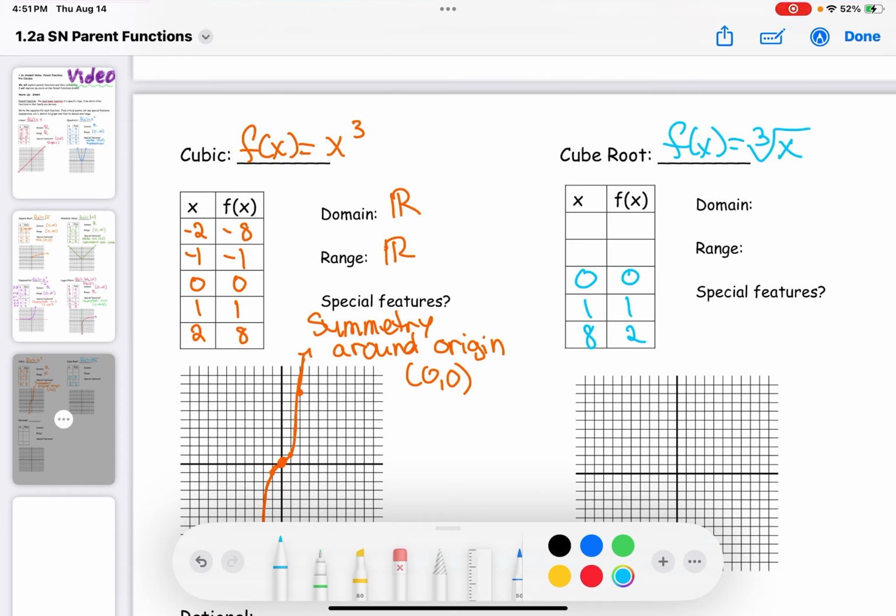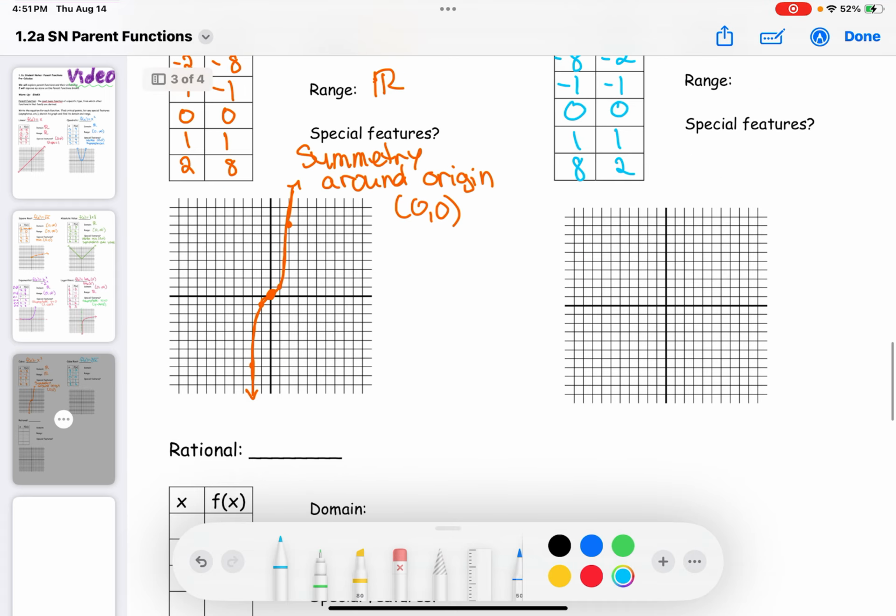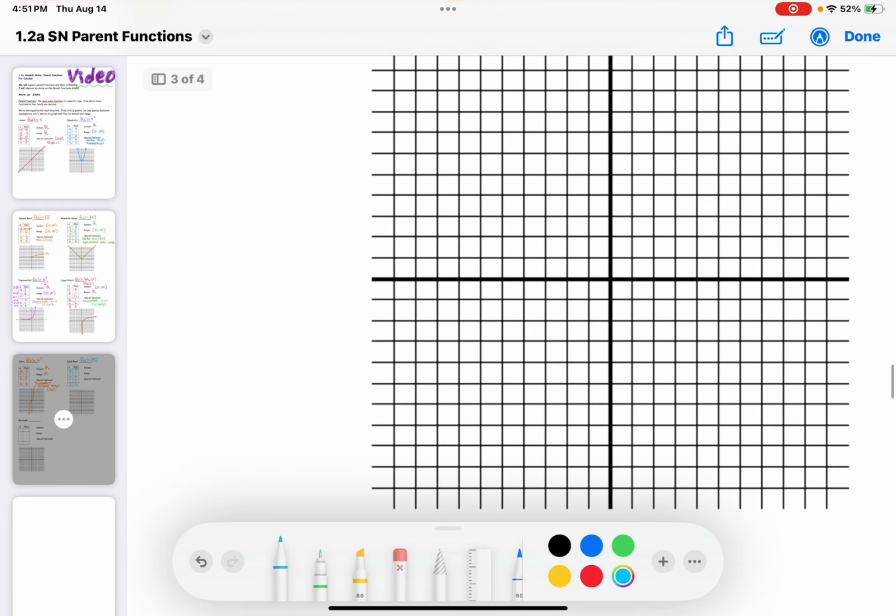Thinking of this backwards, the cube root of -1 would be -1, and the cube root of -8 would be -2. So those numbers should look familiar. Those numbers went together in the cubic function. They're just in a different order. So -8, -2, -1, -1, 0, 0, 1, 1, and 8, 2.